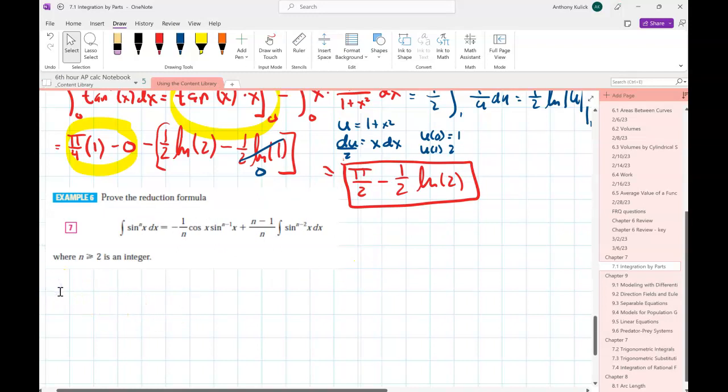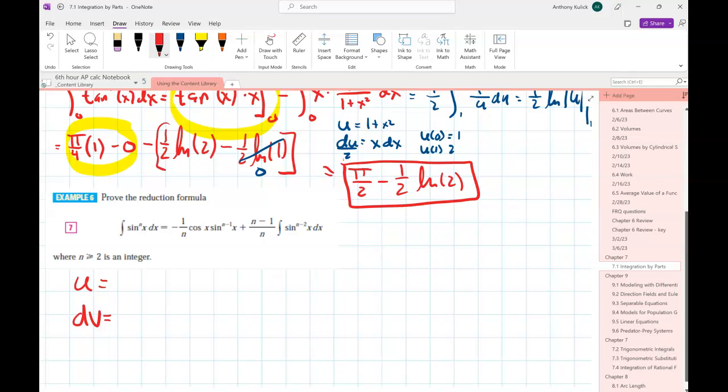Next up, it says prove this reduction formula. No, it's perfectly okay. This is part of our chapter 9. If I haven't proven the reduction formulas on my test, I'm gonna cry. Paul, here's the good news: once you've seen this once, it's pretty easy to do.